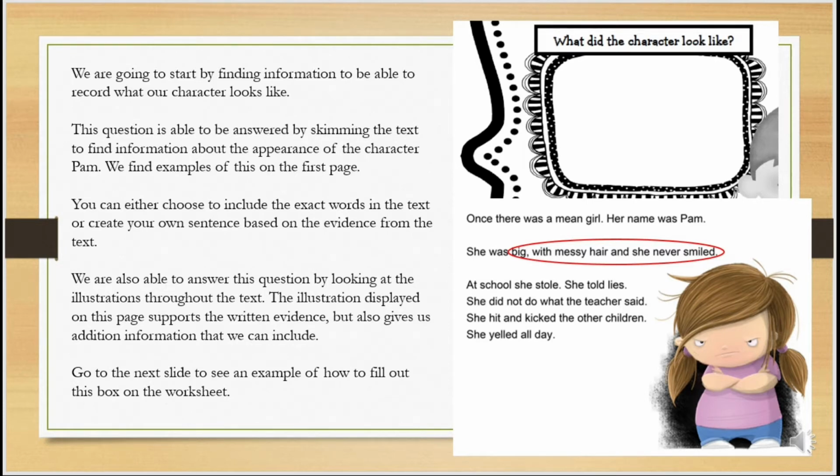For this, and for many of our questions that we're going to look at today, the illustrations also give us more information about what's going on in our text, particularly about our characters as well. And for this one about appearance, we can get a lot of information from our illustrations throughout our book. The next slide is going to show the answer that I've come up with for this box. So if you want to have a go by yourself, you need to pause it now, or you can go to the next one and copy in what I've got.